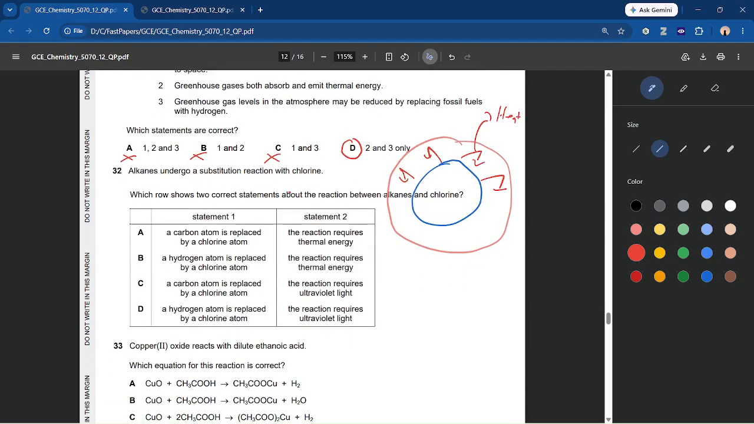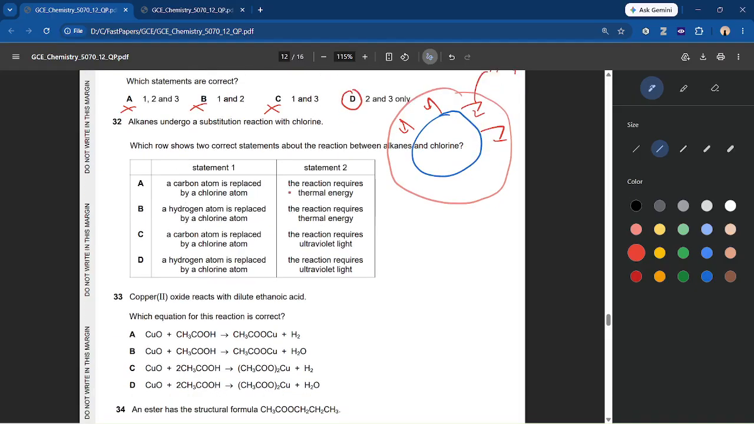Alkanes undergo a substitution reaction with chlorine. Which row shows 2 correct statements about the reaction between alkanes and chlorine? 32. A carbon atom is replaced by a chlorine atom. The reaction requires thermal energy. No, a carbon atom is not replaced by a chlorine atom, so this is incorrect. Hydrogen atom is replaced by chlorine atom. This is correct. The reaction requires thermal energy. No, this is not true. It doesn't require thermal energy, it requires UV. So this is also incorrect. Carbon atom is replaced by chlorine atom. This isn't true, so this is going to be the final answer.